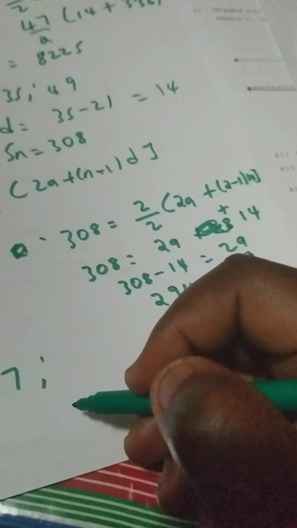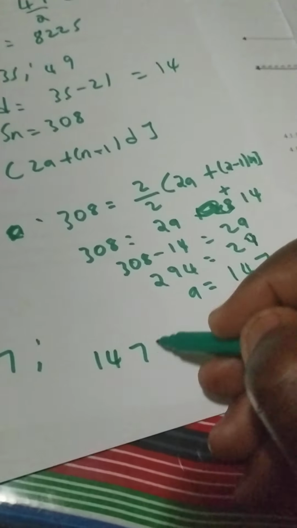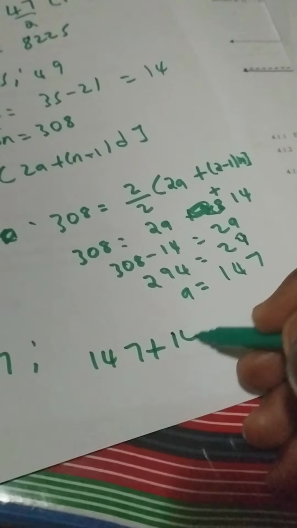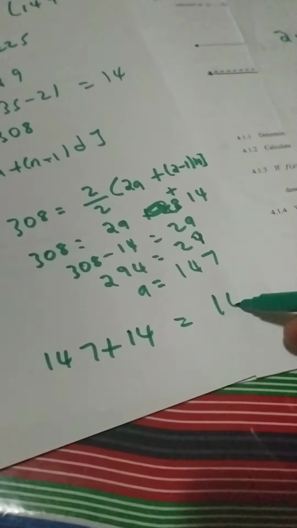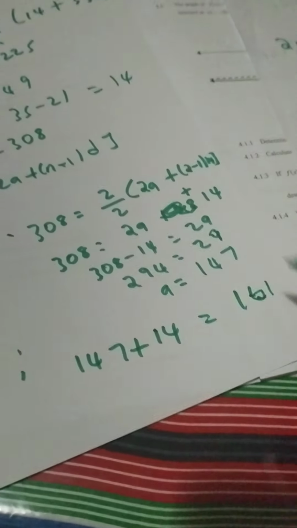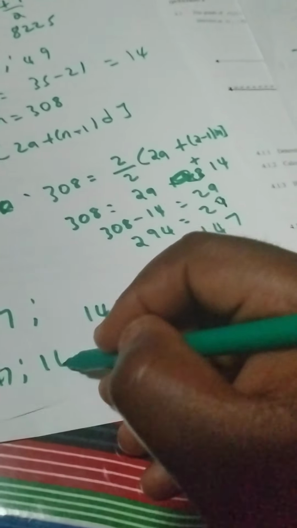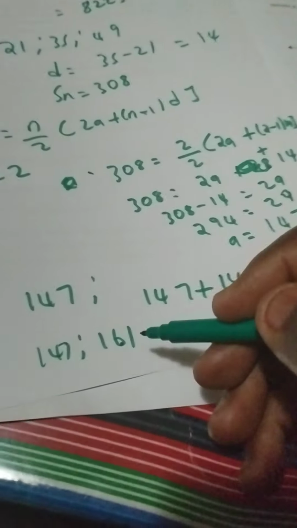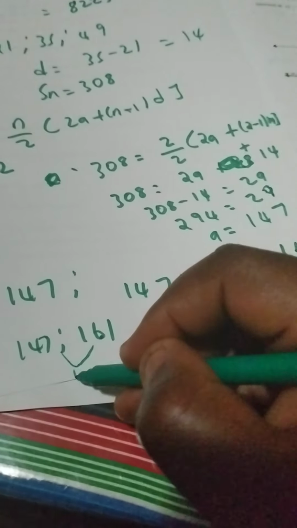So remember, the difference is 14. Oh, okay. If you want to go forward and the difference is 14, just have to add it. So it'll be 147 plus 14, which will be 161. So the second term must be 161. So my sequence will be 147, 161. Because the difference is 14 between the 2 terms.